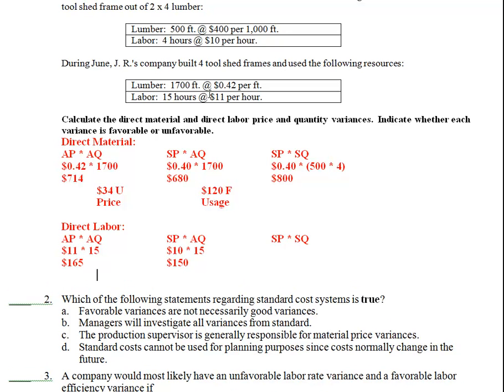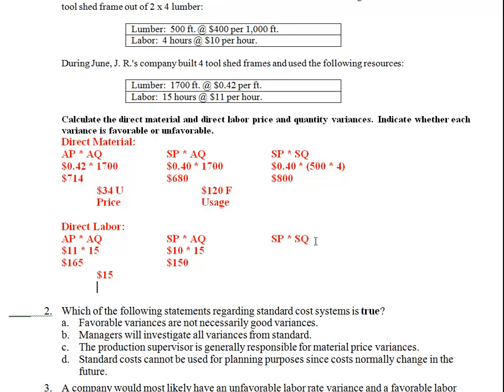So now again, the difference is your prices. So that's going to give you the price variance. So your price variance here is $15. So you have a $15 direct labor price variance. We have to say whether it's favorable or unfavorable. We thought we were going to pay the workers $10. We actually had to pay them $11. So that's an unfavorable variance.